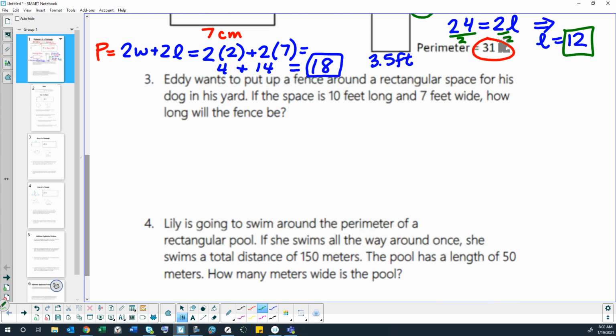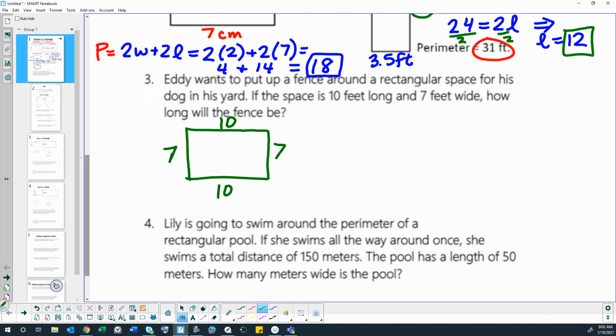Let's go to our little written questions here. Eddie wants to put up a fence around a rectangular space for his dog in his yard. If the space is 10 feet long and 7 feet wide, how long will the fence be? So like he needs to go to the store, buy enough fence to go around, right? How much is he going to need to buy? So 10 feet long. So if you want, you can draw a picture. Drawing a picture is always helpful. So it's going to be 7 feet wide, 10 feet long. That's also 7, that's also 10.